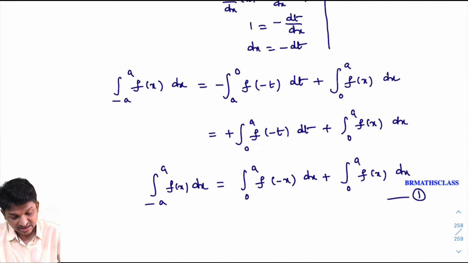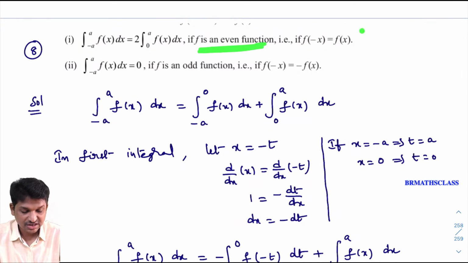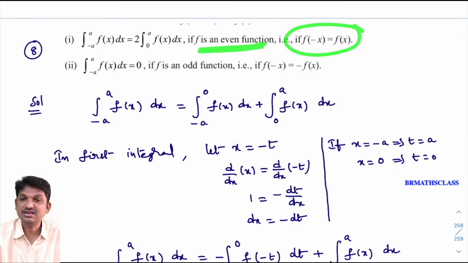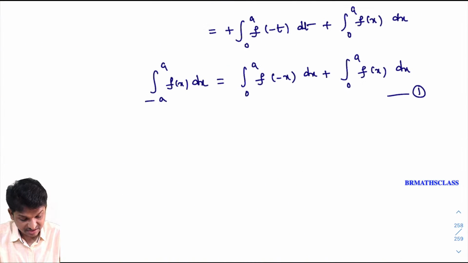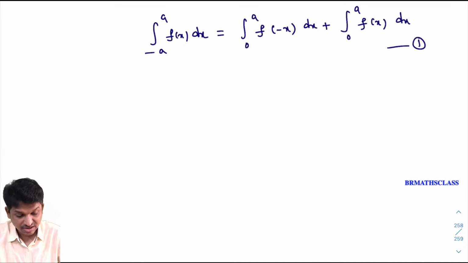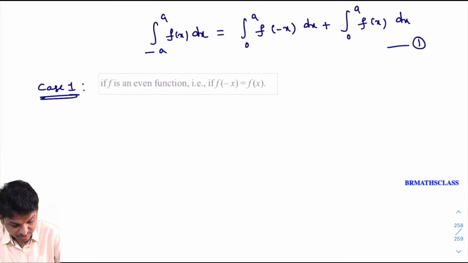Okay, so here two cases are there. Look here, one is when the function is an even function. Even function means f of minus x is f of x. I'll take this case also, to proceed with this problem further. Now I'll write it as case 1. What is case 1? Case 1 is if f is an even function.